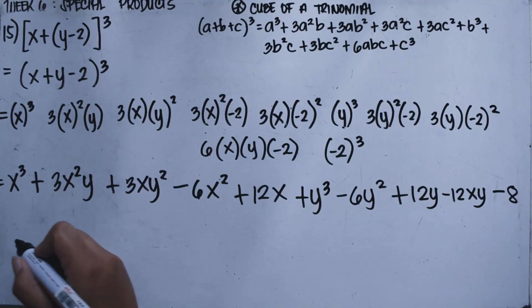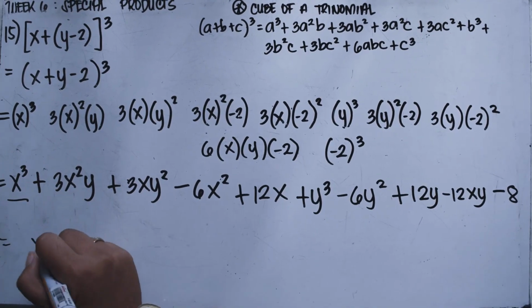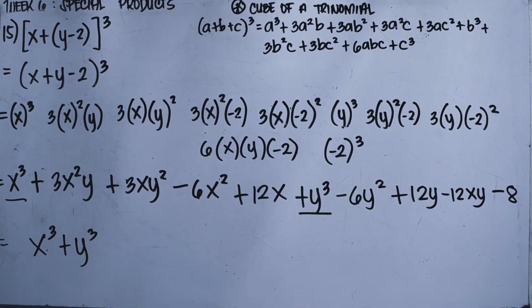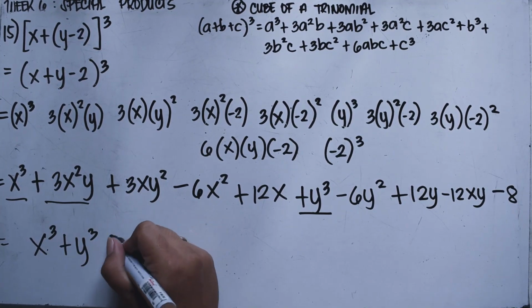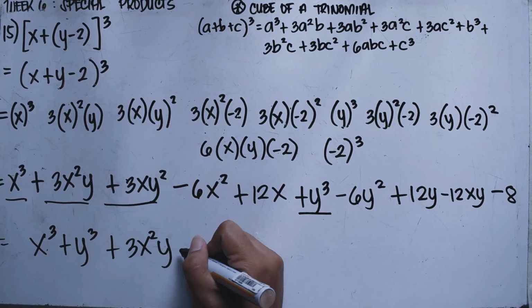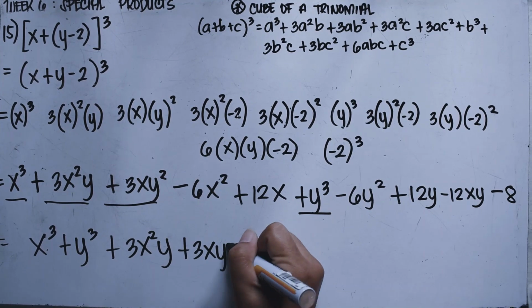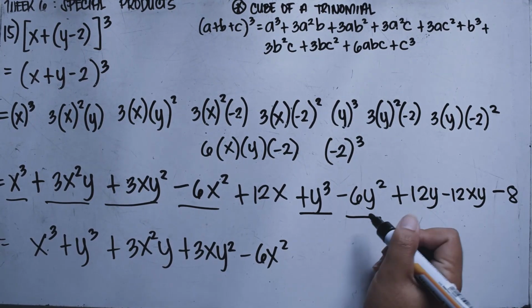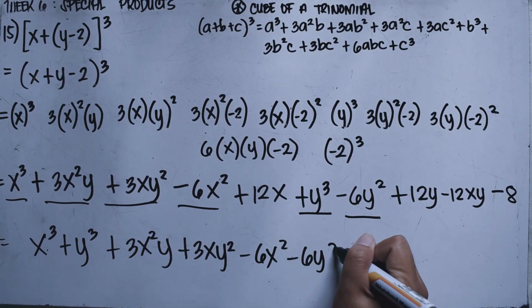So, pwede na namang hindi, depende sa teacher. So, unahin natin si x cube. Cube. So, ito pa. Positive y cube. O, yung may square naman. So, ito, we have positive 3x square y. Ito ulit. So, positive 3xy squared. So, ito naka-square pa rin. Pwede na yan. Negative 6x square. Negative 6y square. So, meron pa ba?